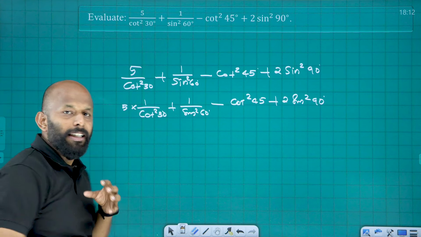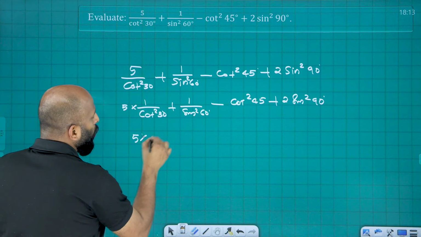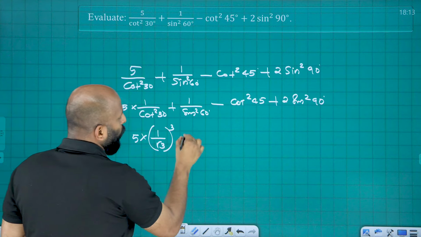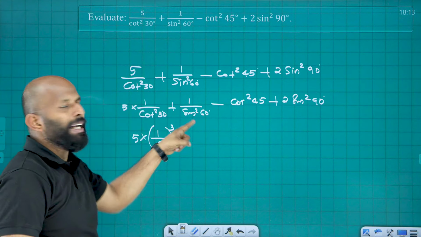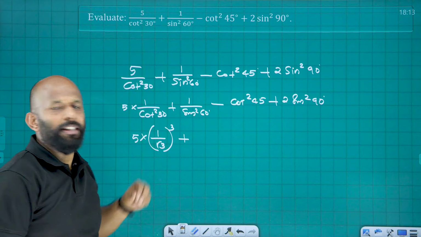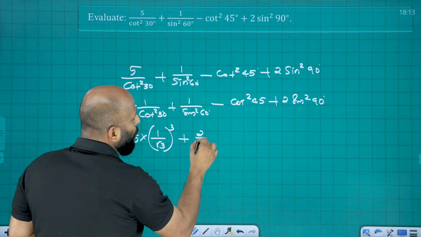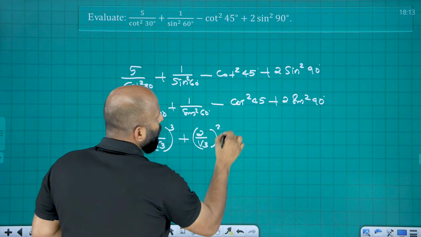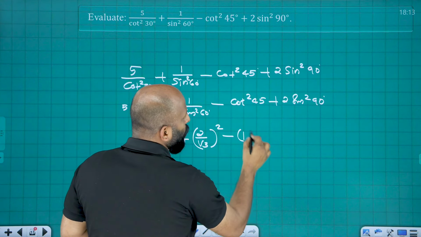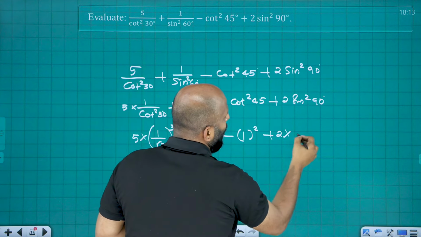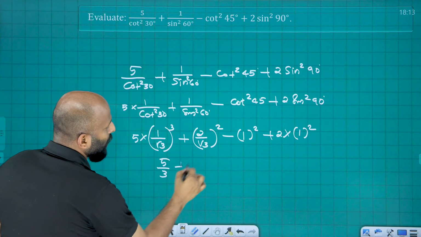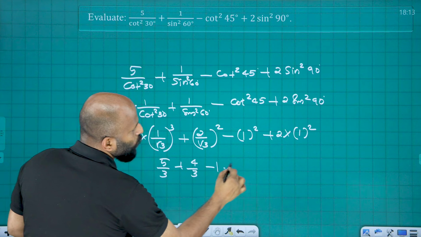So what is tan 30 degree? 1 by root 3. So 5 into (1 by root 3) whole square. Then what is 1 by sine square? 1 by sine is cosec. Therefore cosec square 60. Cosec 60 is 2 by root 3, whole square, minus cot square 45. Cot 45 is 1, so 1 square, plus 2 into sine square 90, sine 90 is 1, so 1 square. Which is equal to 5 by 3 plus 4 by 3 minus 1 plus 2.